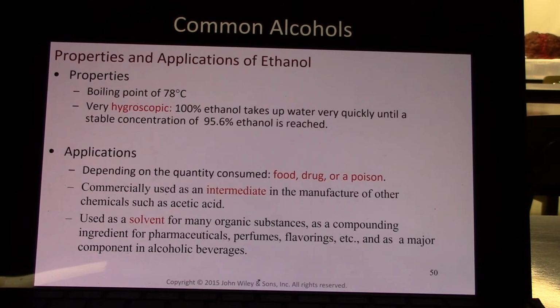Ethanol is used as a solvent for many organic substances and a compounding ingredient for pharmaceuticals, perfumes, flavorings, and is a major component in alcoholic beverages. And these days, it's one of the major compounds in gasoline. And so most gasoline is typically 10% ethanol in the United States. And then you can get more ethanol, like E30 is up to 30%, E50, E85 has huge amounts of ethanol because it's a good fuel and it burns really cleanly.